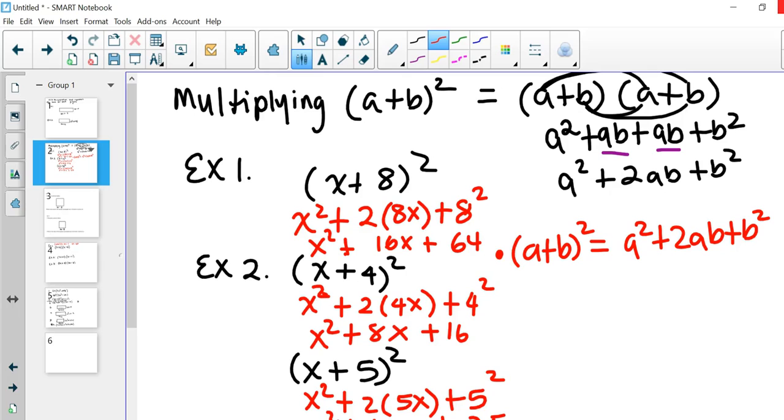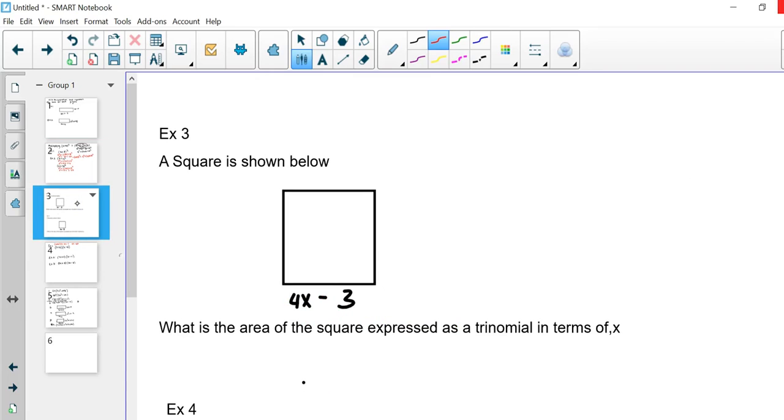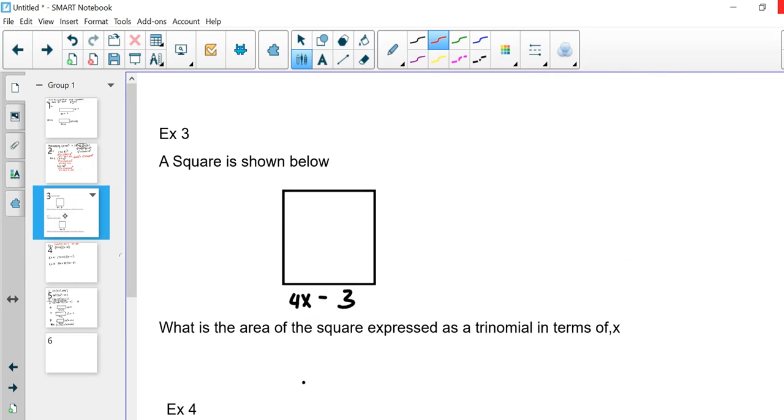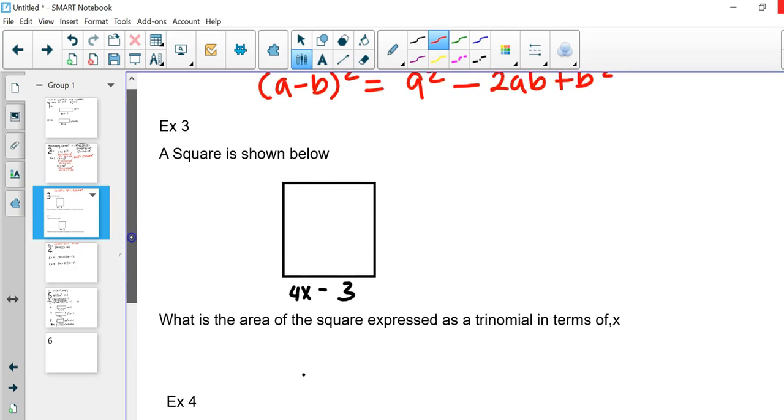In the same token, we're going to go to another example for (a - b) squared. Just as (a + b) squared is equal to a squared plus 2ab plus b squared, you want to write this down as well: (a - b) squared is equal to a squared minus 2ab plus b squared. So notice the only difference will be the minus in the middle from your (a + b) squared. Alright, so let's do some examples for (a - b) squared.